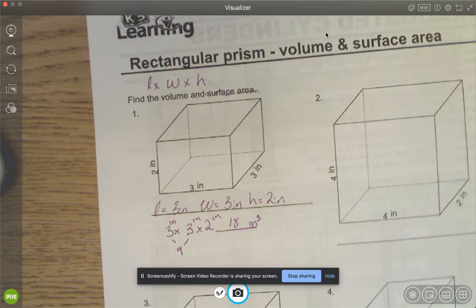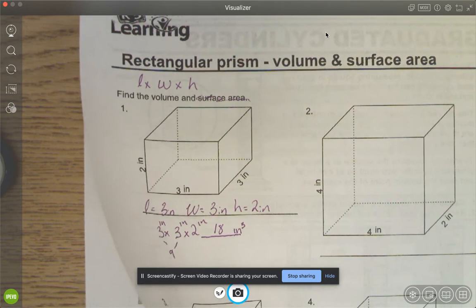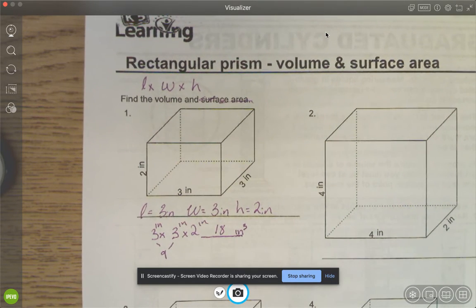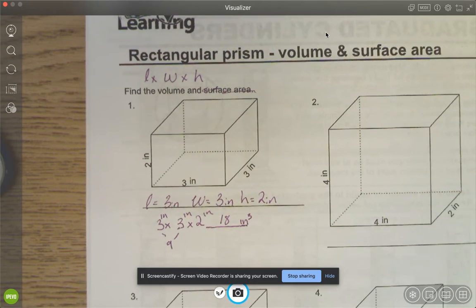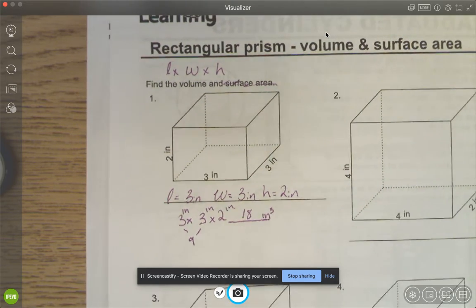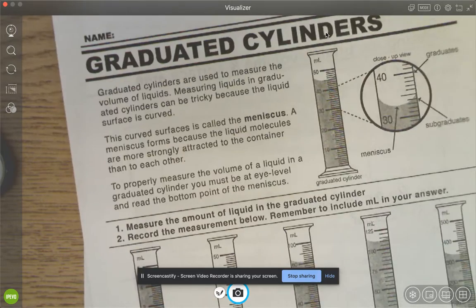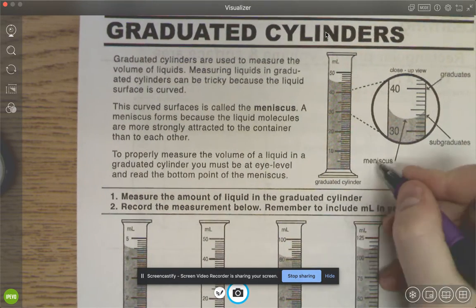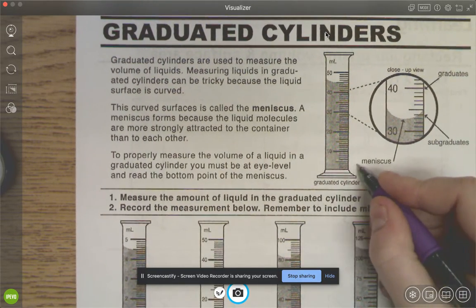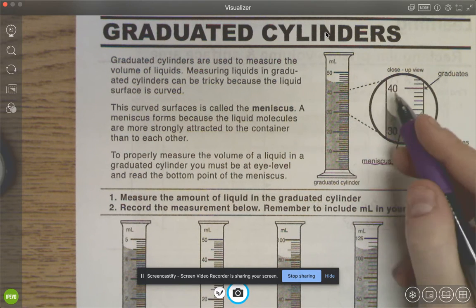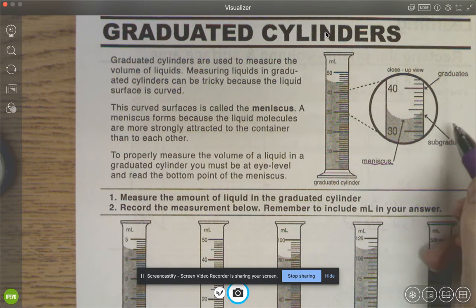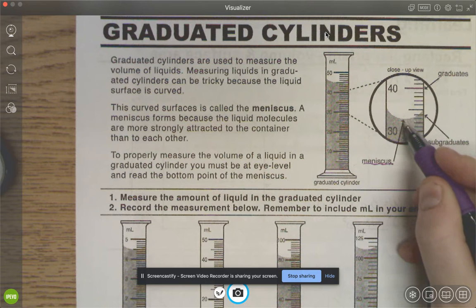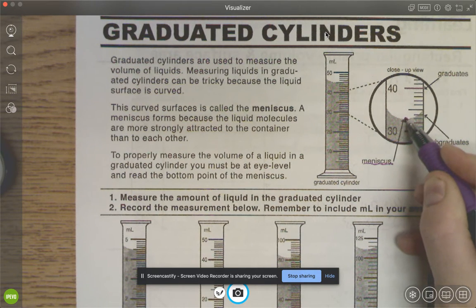So that is our volume. Now, let's go ahead and go to our second worksheet, which is our graduated cylinders. So here we have several portions. We have our meniscus. That is this little curve right here. This is where you're going to be measuring. Your measurement is at the bottom of the meniscus.